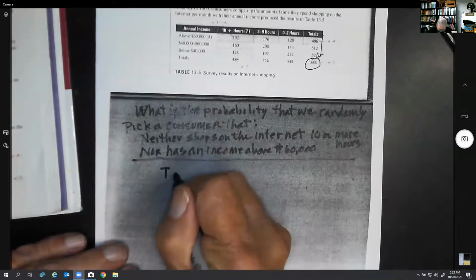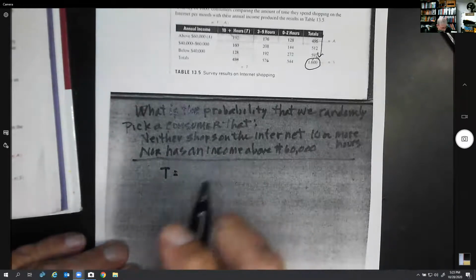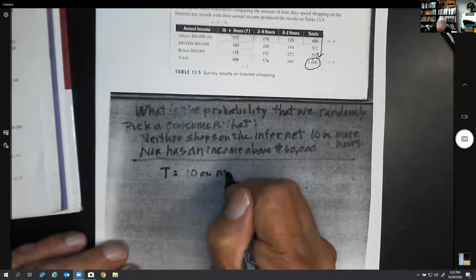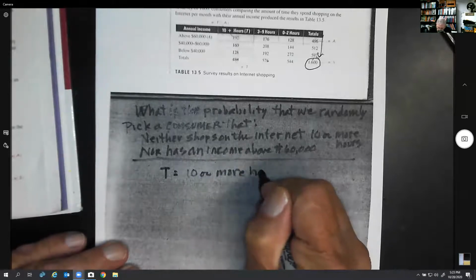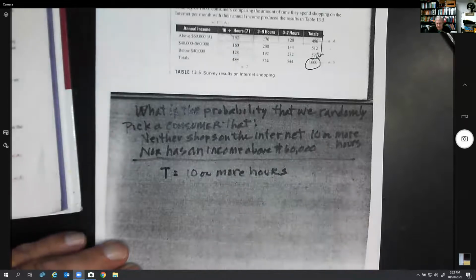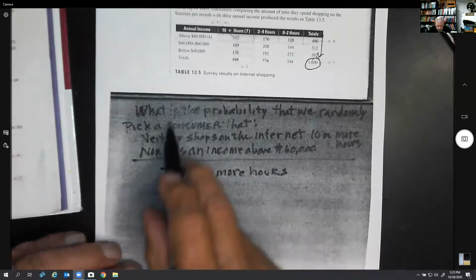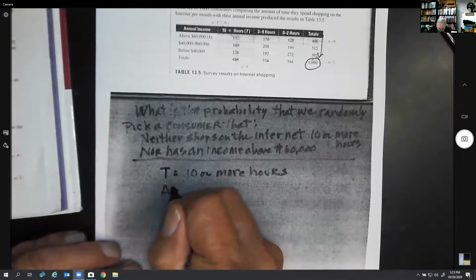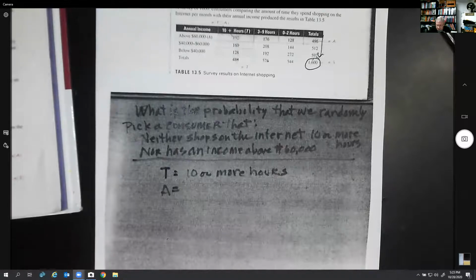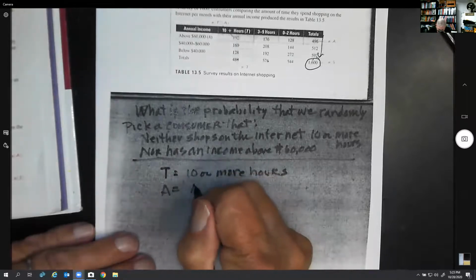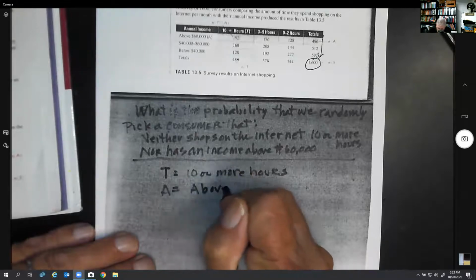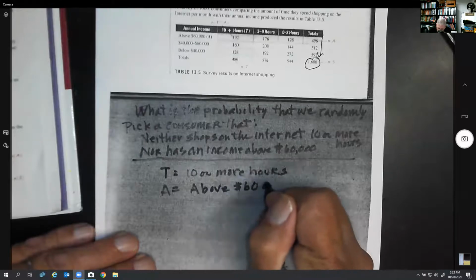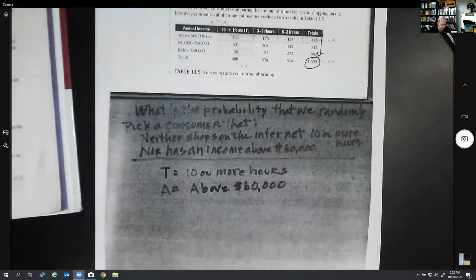T is going to represent the people that spend 10 or more hours on the internet. The reason we're going to do this is that at the end, we're going to find the complement of this. So these are people that spend 10 or more hours. And then A is going to equal the people that have income above 60,000. They wanted just the opposite of this, but we're going to do just the opposite of what they asked us for. And we'll see how this works out.